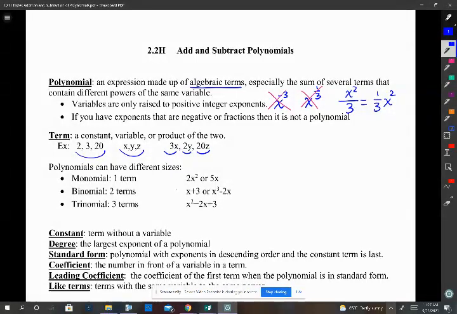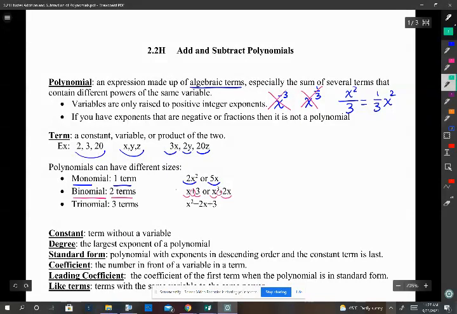Polynomials can have different sizes. So as we look at a polynomial, poly means many, and nomial is our term, so we've got many terms. So if I have a monomial, that means I've got one term. That means I don't have a plus or minus. I have 2x squared or I have 5x. A binomial means that I have two terms. So notice that I have that operation sign. I have x plus 3, which is two terms, or I can have x cubed minus 2x, two terms, because of the minus that separates them.